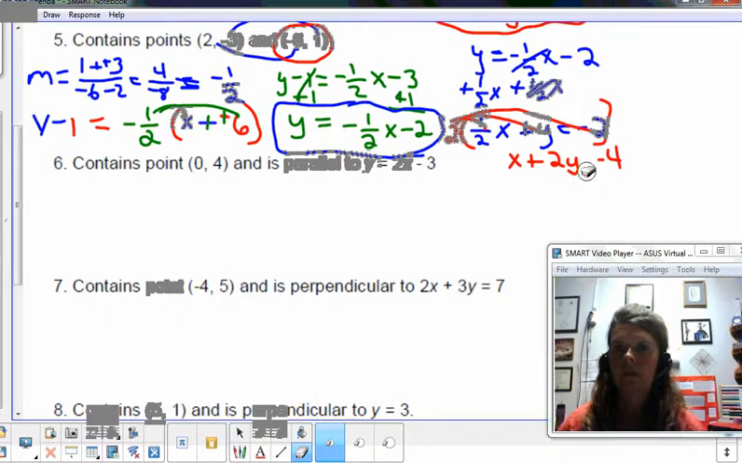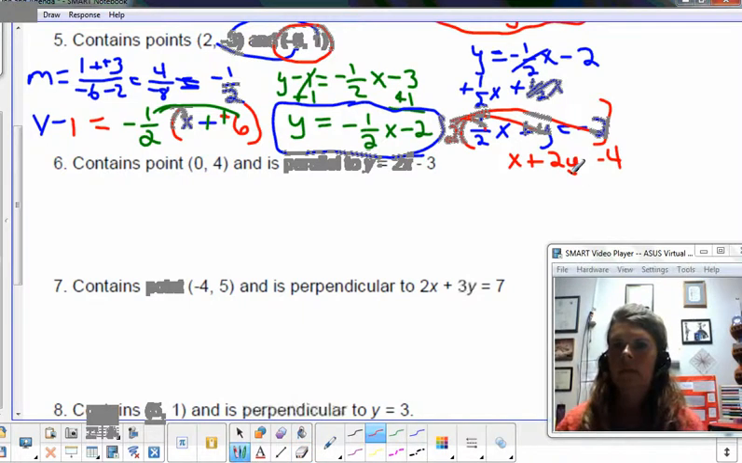Let me fix the equal sign because I'm terrible at making equal signs. Alright.